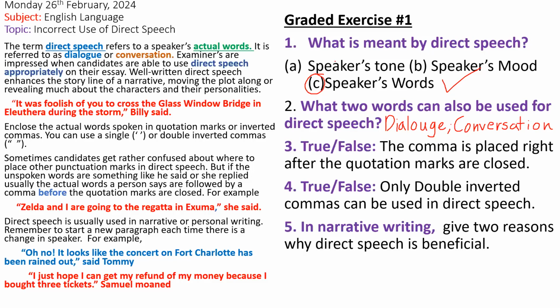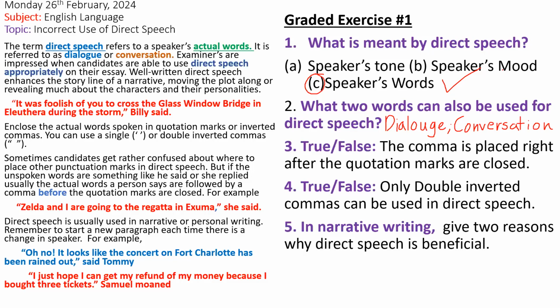Okay, any volunteers for number 3? I want to try number 3. Go ahead, Naya. For number 3, I put false. Read the question first. True or false? The comma is placed right after the quotation marks are closed. Very good. False. She said it's false that the comma is placed after the quotation marks are closed.